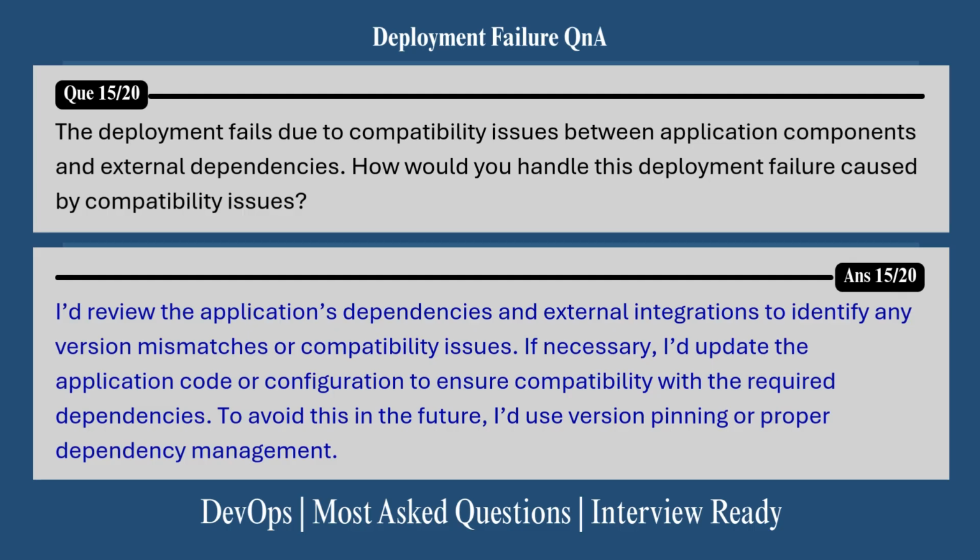I would review the application's dependencies and external integrations to identify any version mismatches or compatibility issues. If necessary, I would update the application code or configurations to ensure compatibility with the required dependencies. To avoid this in the future, I would use version pinning or proper dependency management.